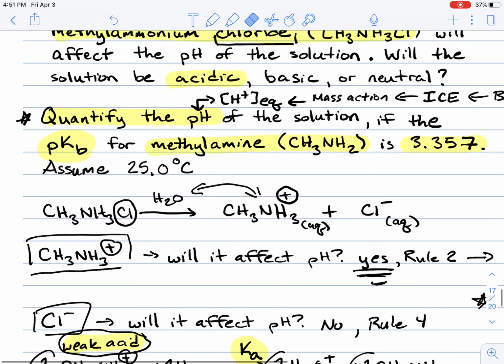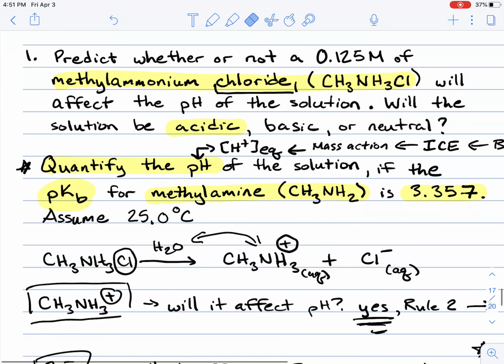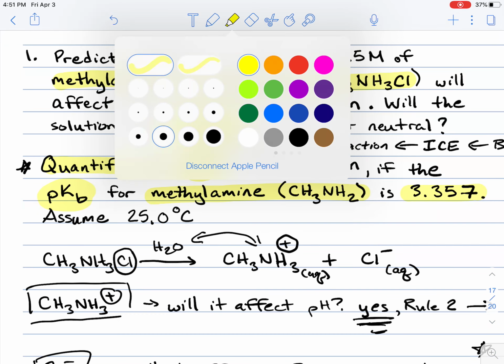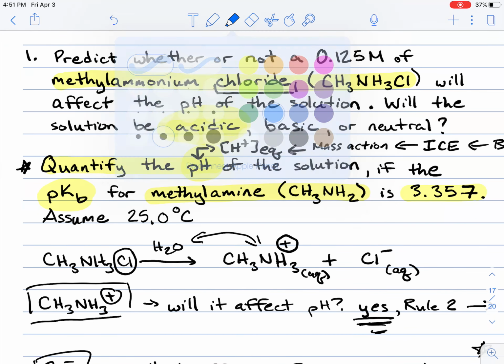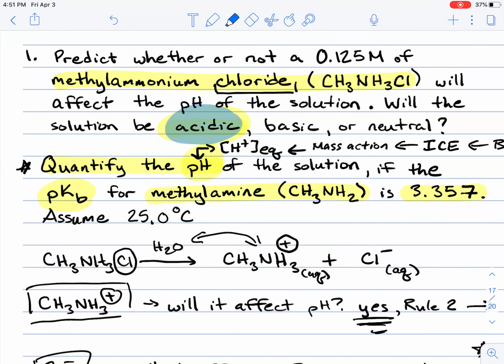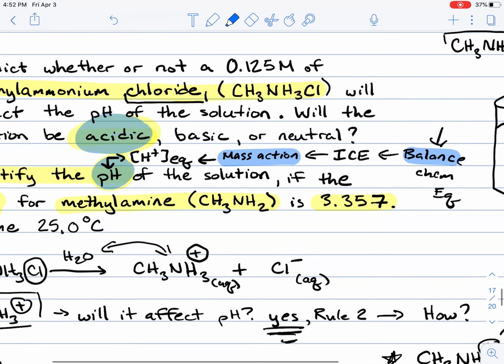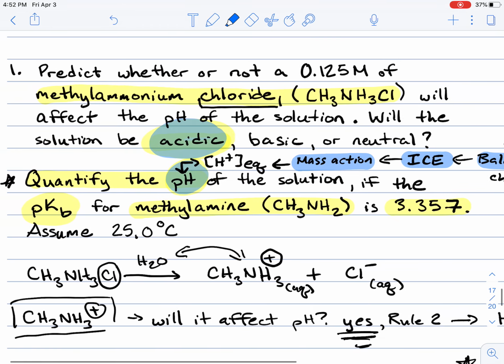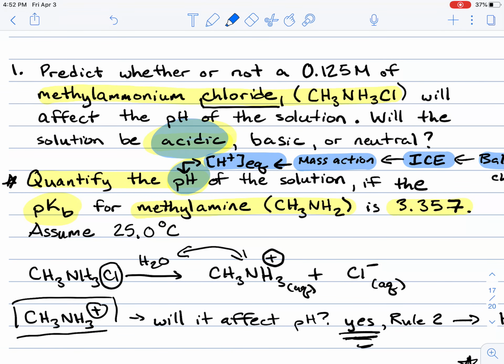So here we already predicted that it was going to be acidic, right? So it's going to be acidic. Now we want to know what that value is. So let me just use maybe a different color here. We know it's going to be acidic. Now we want to determine the pH. We finished the balanced chemical equation, the ICE table, and the mass action expression. Now we just need to determine the concentration of H plus so that we can get the pH.